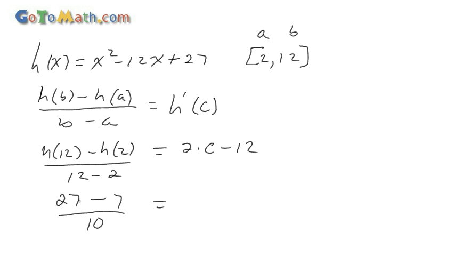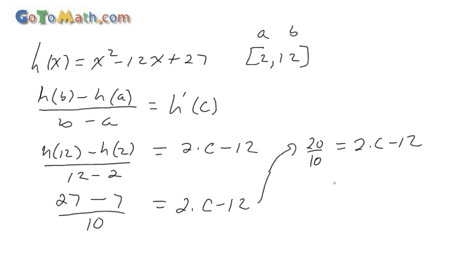Okay, so h of 12 I end up with 27, then h of 2 I end up with 7, and of course 12 minus 2 is 10. So we have 27 minus 7 is going to be 20 over 10, and so we end up with 2. And so this looks like this is going to be 2 plus 12 divided by 2, and that's going to be 7, and so therefore C is equal to 7.